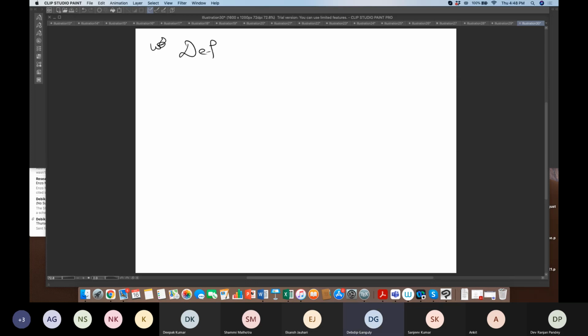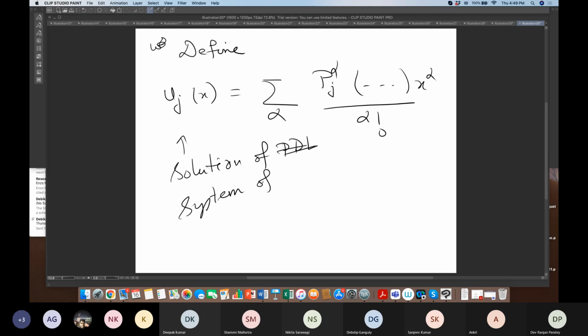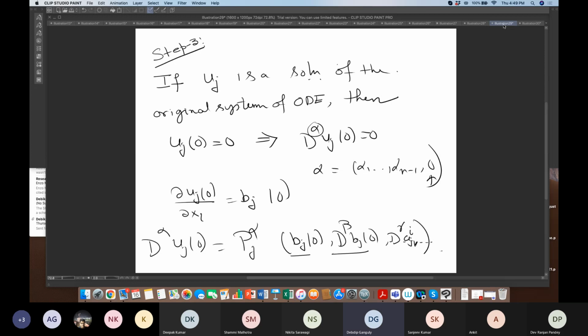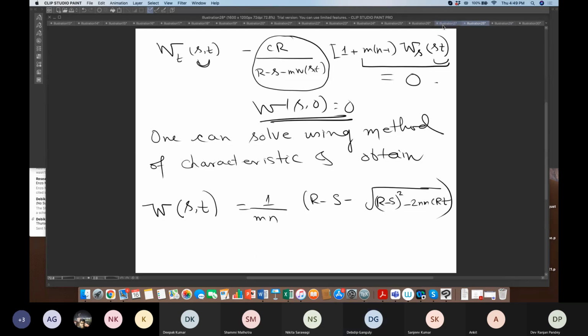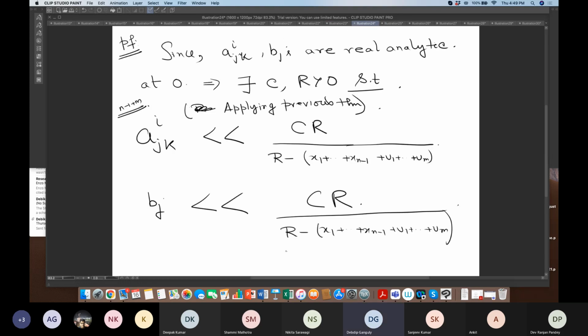So now we define this function: Uj of x equals the summation over alpha of coefficients times x to the power alpha. These are all multi-integers now. This makes sense. You know why? The solution of the system of ODE, you can again check side by side, all are majorized by this type of function.